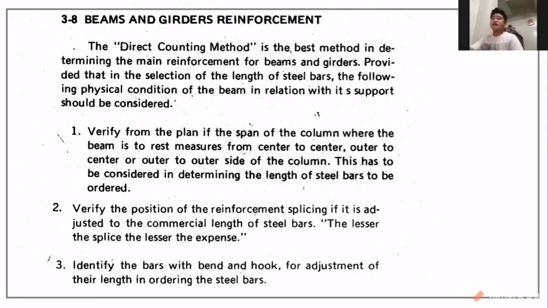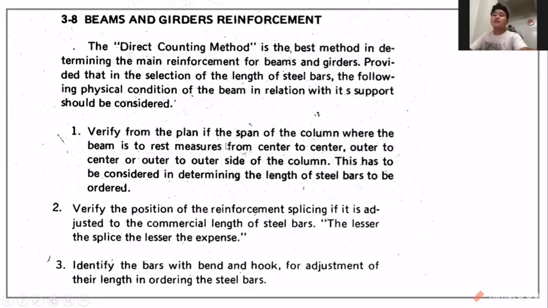Okay, beams and girders reinforcement. The direct counting method is the best method in determining the main reinforcement for beams and girders, provided that in the selection of the length of steel bars, the following physical condition of the beam in relation with its support should be considered. So these are the following we need to consider.